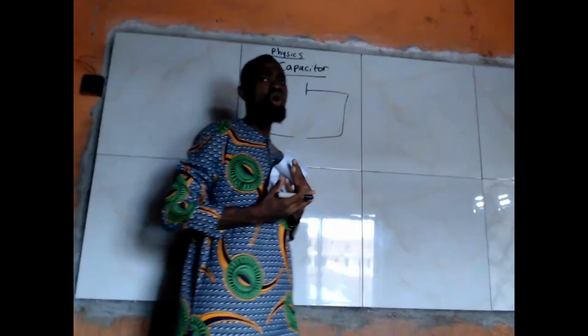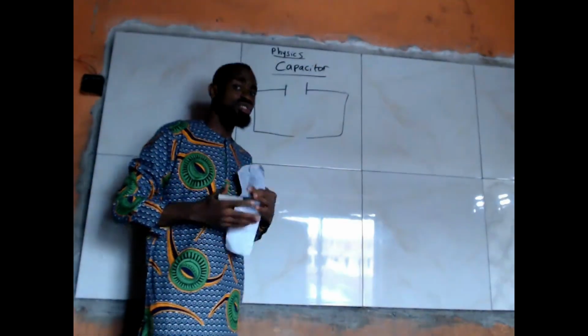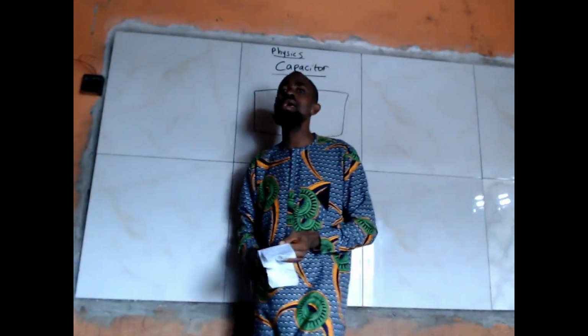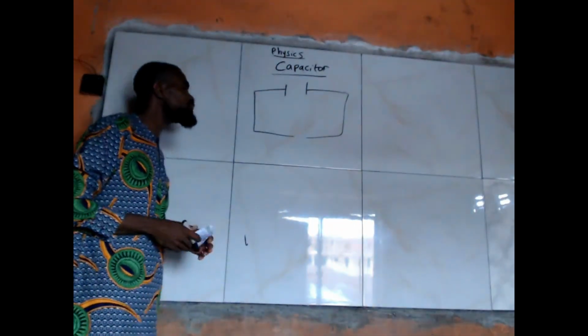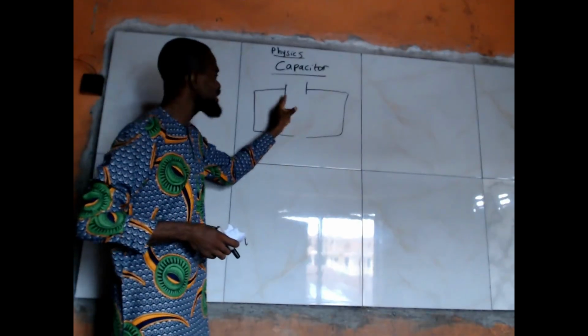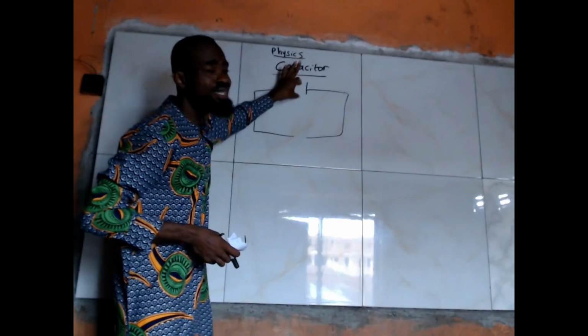A capacitor quickly stores charge and quickly gives out its charge if discharged. That is the usefulness of a capacitor. That is what they put to use in using a capacitor. A capacitor is a device for storing charge. It consists of two conductor plates, this and this, separated by a distance. Or you can choose to put an insulator here.